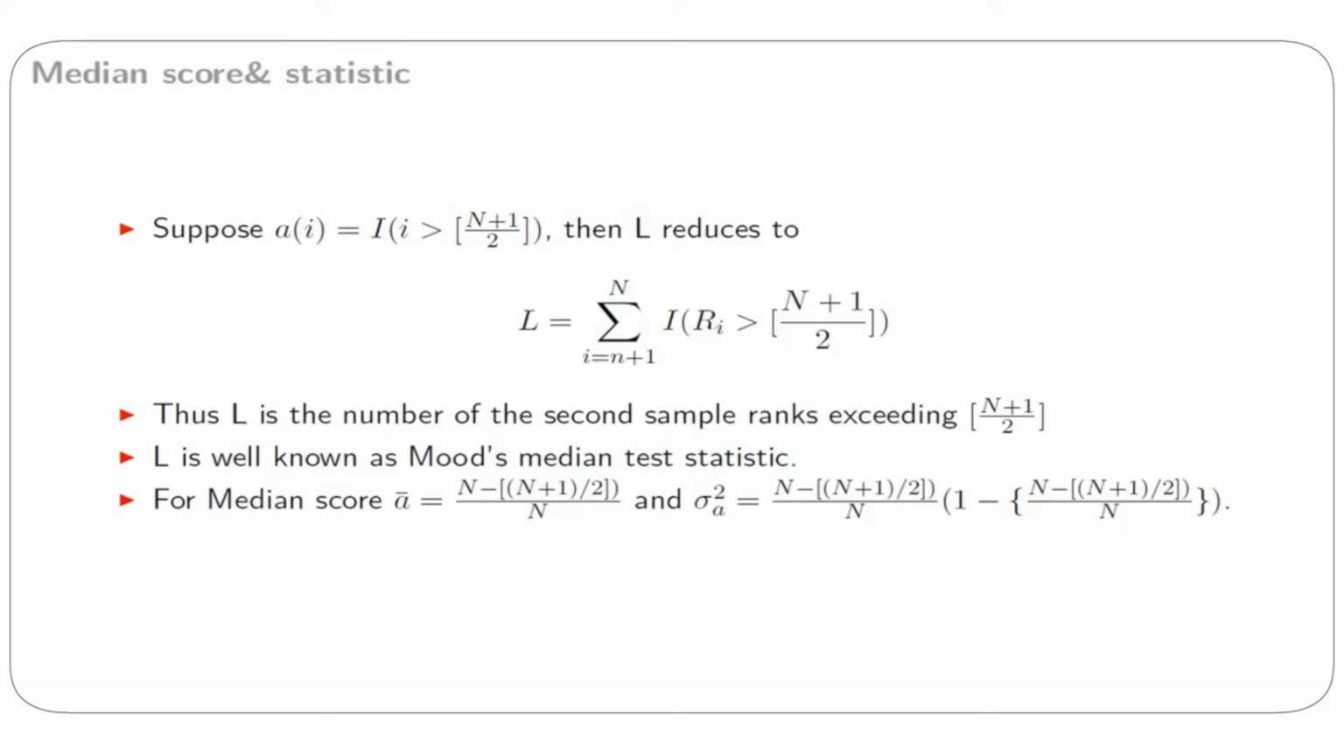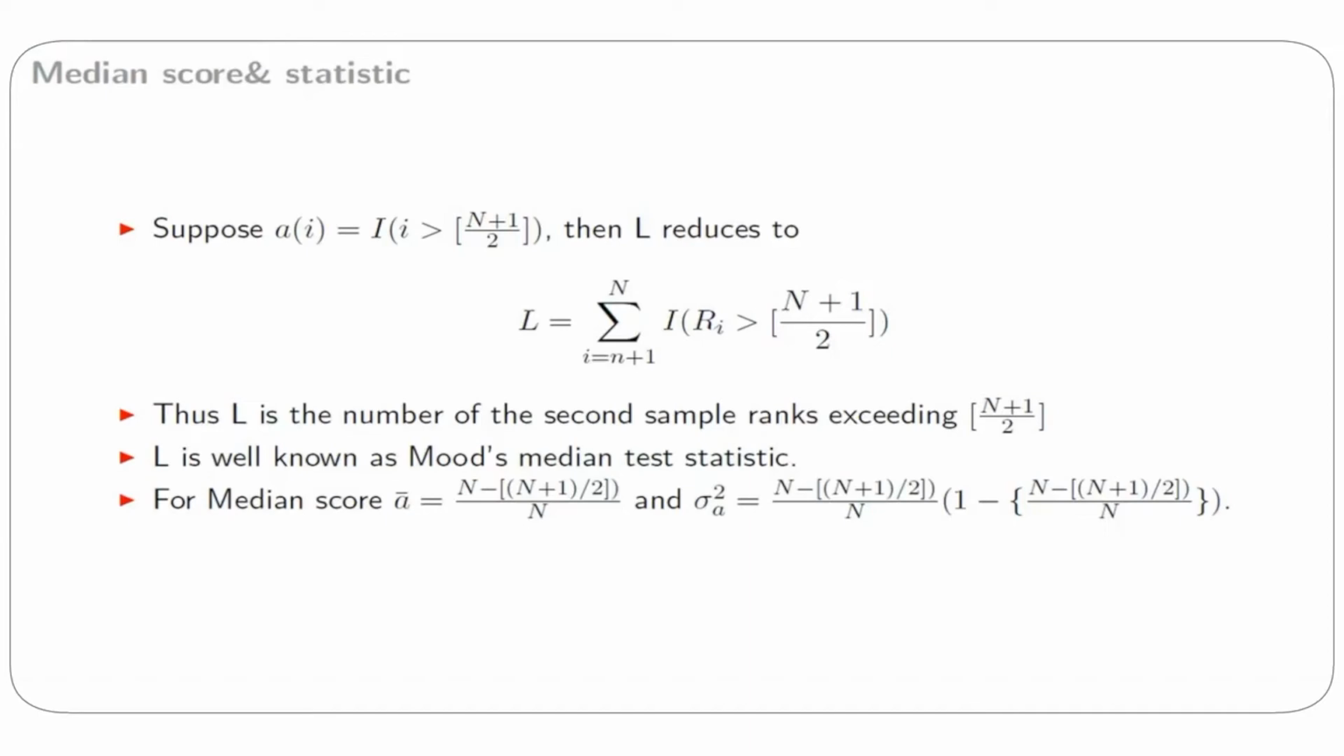That is, we have a_i equal to 1 if i exceeds floor of (N+1)/2 and 0 otherwise. Now, (N+1)/2 may not be an integer, so we have used the box function, the greatest integer contained in (N+1)/2. Then, with this score, L reduces to the summation over i from n+1 to capital N of the indicator that R_i is greater than floor of (N+1)/2. Thus, L is the number of second sample ranks exceeding (N+1)/2, and L is well known as Mood's median test statistic.